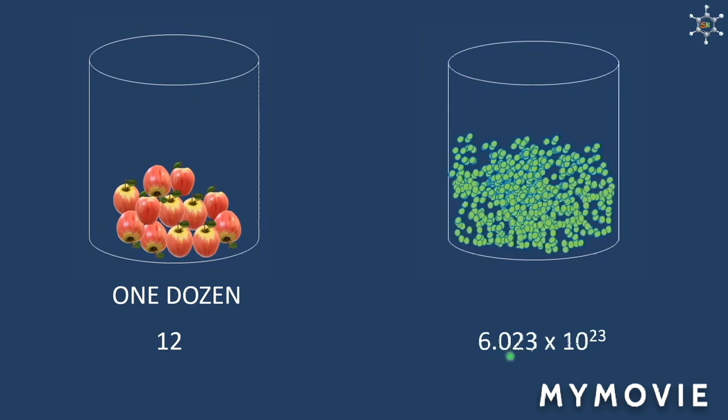We can see here that there are 12 apples in this container. While purchasing these apples in the market, instead of using the number 12, we may prefer to use the term 1 dozen for convenience sake. In the same manner, let us consider 6.023 into 10 to the power of 23 of something in another container. This number is nothing but 1 mole.